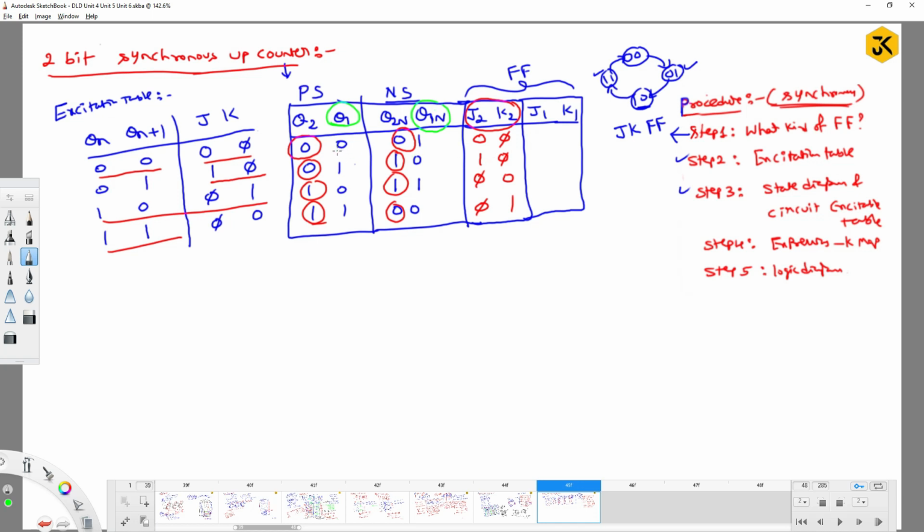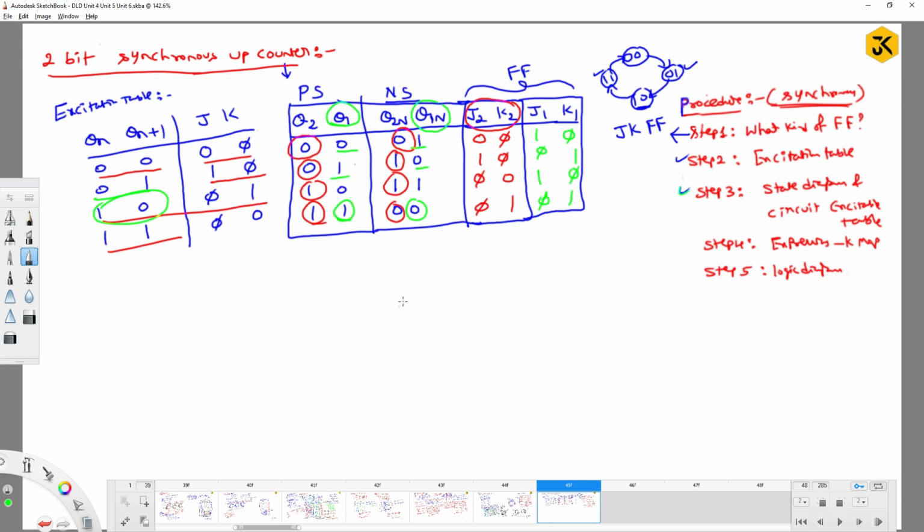Similarly, to write the values of J1 and K1, you take Q1 and Q1 next, and you can note them down directly. 0 to 1 means it should be 1 and don't care. 1 to 0 means it should be don't care and 1. 0 to 1 again means 1 and don't care, and 1 to 0 means don't care and 1. I hope you got it. This is how you write it, and that is step 3.